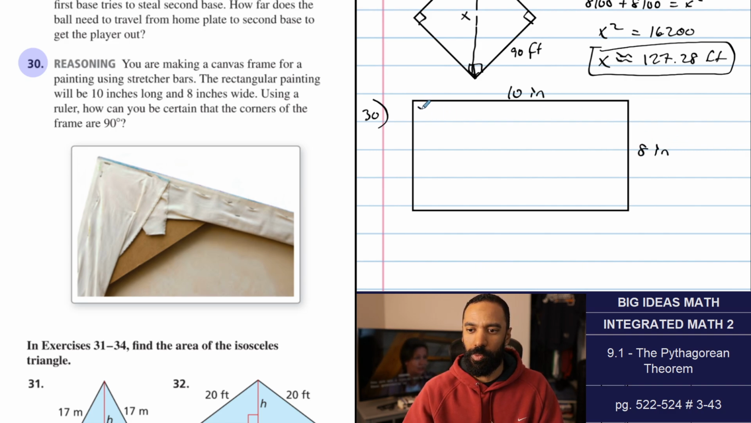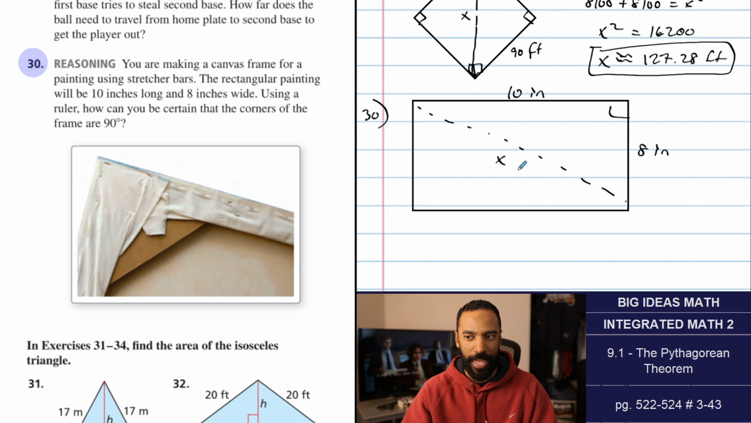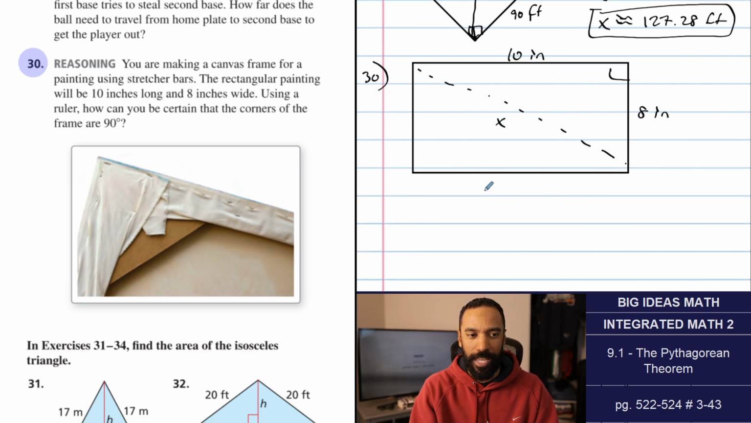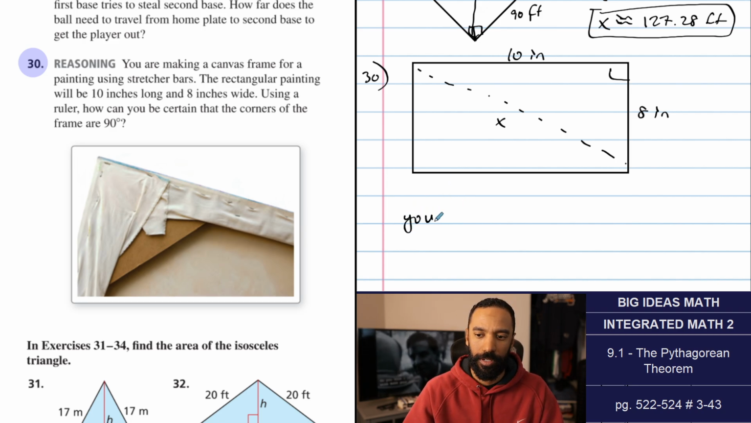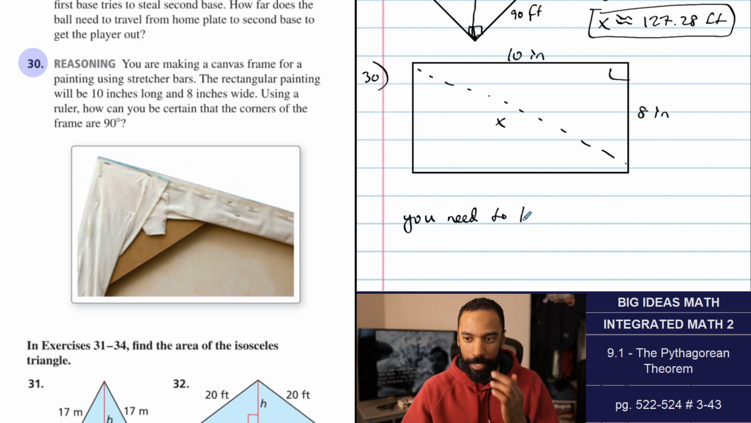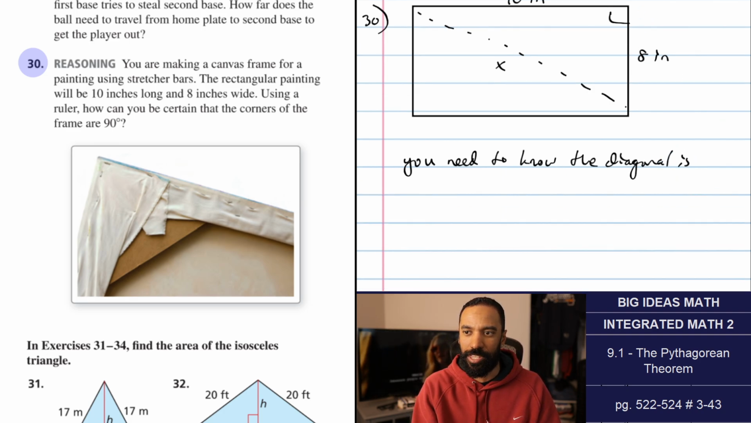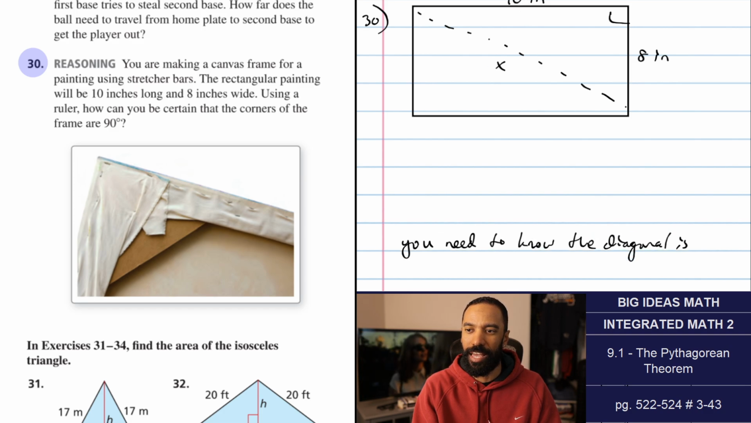So 10 inches, 8 inches, what we want to do is make sure that we have a right angle here by figuring out whether this satisfies some sort of Pythagorean triple, that 10 squared plus 8 squared equals x squared. It says, how can you be certain? It doesn't ask what it is. You need to know the diagonal. Well, actually, no. I do need to know how long the diagonal is. No, the diagonal is not x inches long, but I'm going to figure out what that is. So let me give myself some room, do the work, and then answer that exactly.